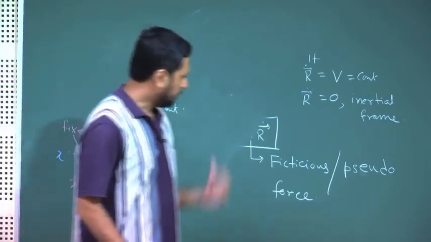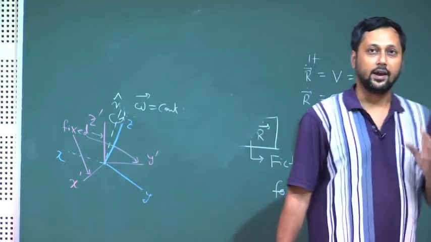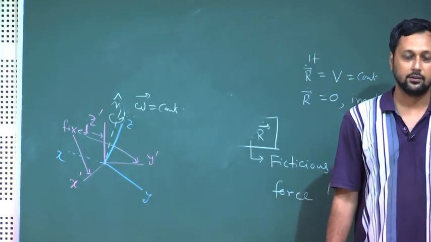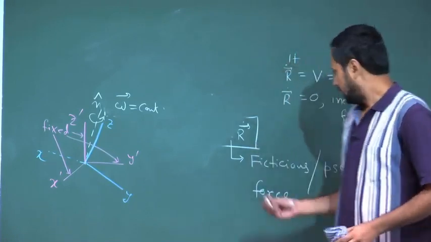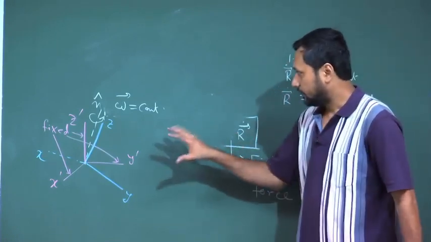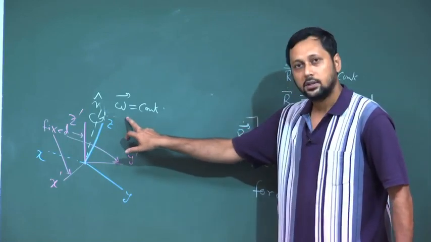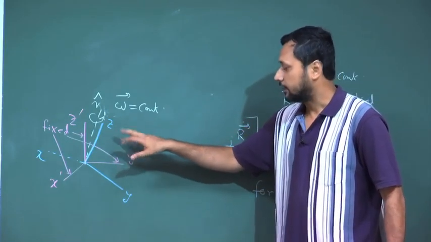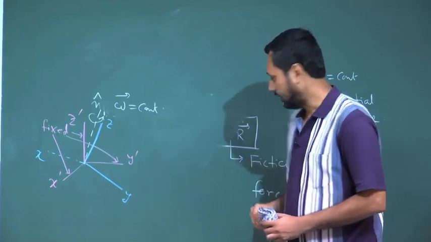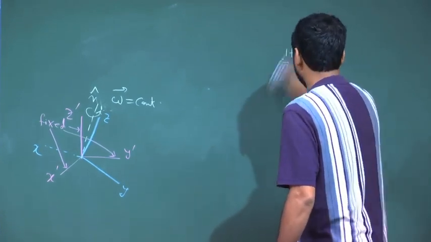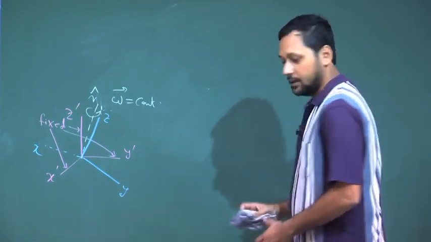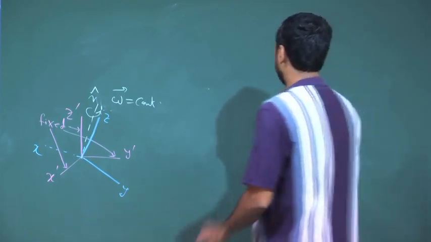So omega vector constant means not only the direction of the vector is constant, but also its magnitude is constant in time. Is this equation, so my question is, does this uniform rotation still give rise to a fictitious force? The answer is yes, because any rotation, even if it is a uniform rotation, will definitely give rise to a fictitious force for a very simple reason.